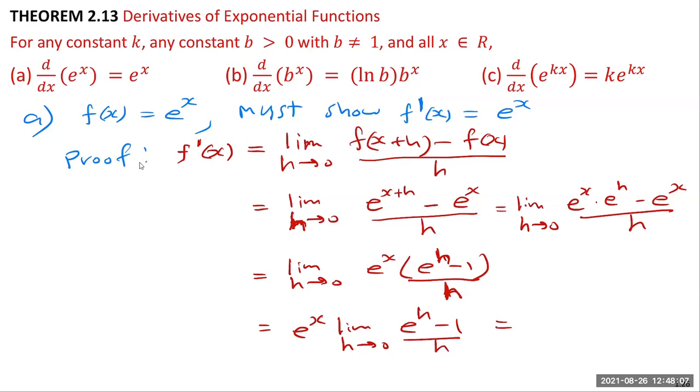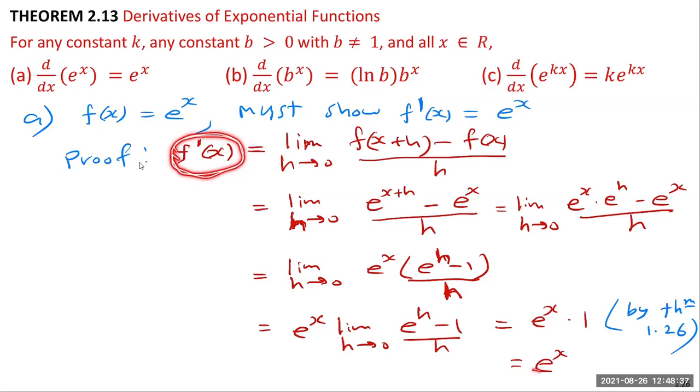But we know by Theorem 1.26 that this limit is equal to 1. Okay, e to the power x times 1. This is by Theorem 1.26. So we have e to the power x times 1, which is e to the power x. So that means we have proven that the derivative of f of x, f prime of x, is equal to e to the power x. That's what we wanted to prove. The derivative of e to the power x is e to the power x itself.